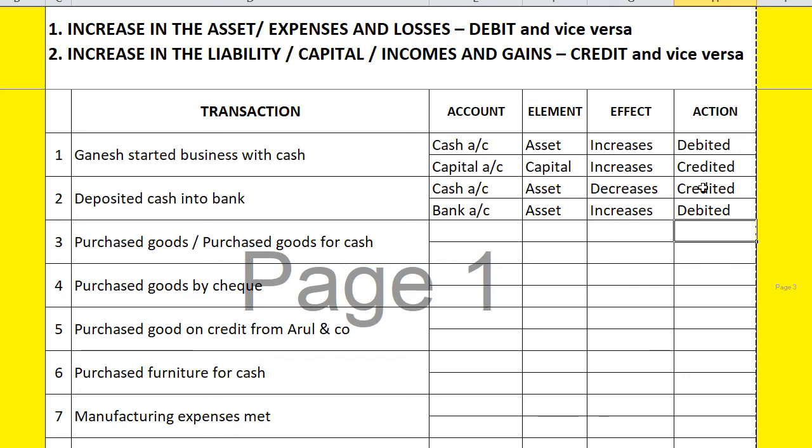So, cash account is an asset. It decreases, as per the rule it is credited. Bank account, it is an asset. Our bank balance increases, so it is debited. Okay, good. Now 11 minutes are gone. Fine. Let me stop here and continue in the next episode.